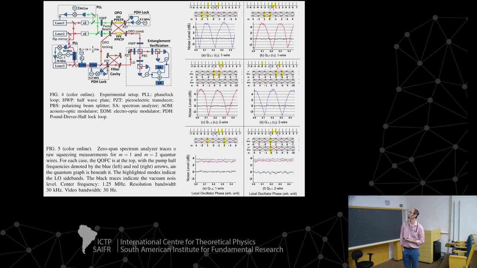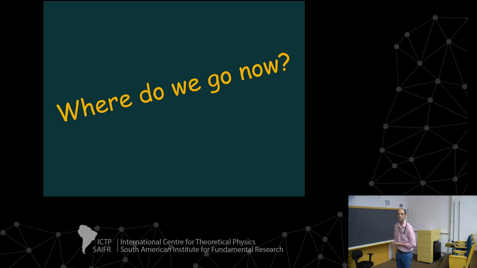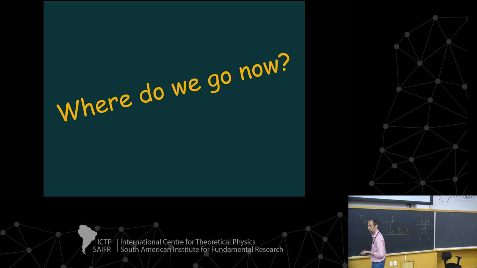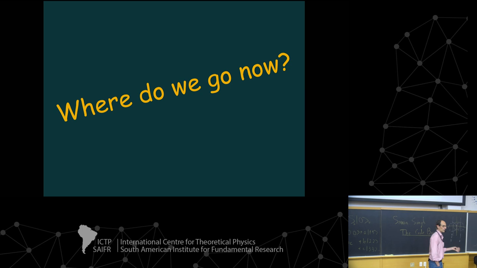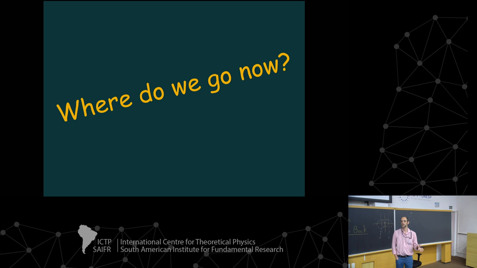So the question now is, where do we go? We have seen some quantum machines using optics. There are some that are really working now. LIGO and Virgo are working with squeezed states. Squeezed states can be used for sensitive measurements. Qubits can be used for quantum cryptography.